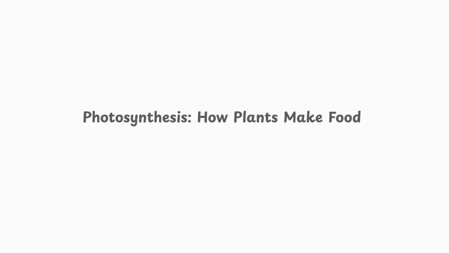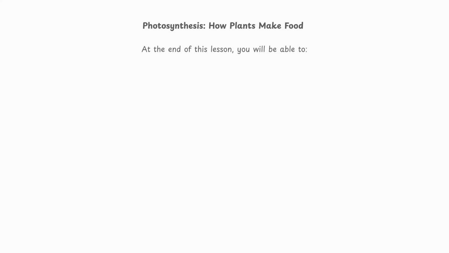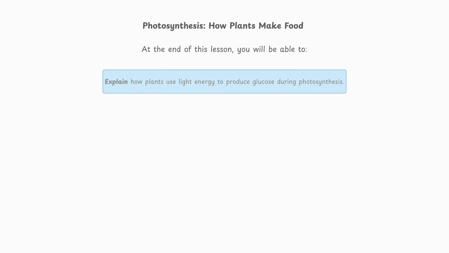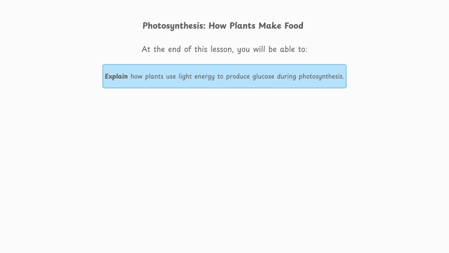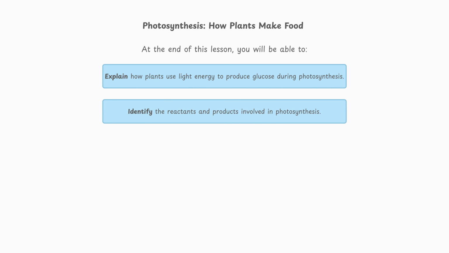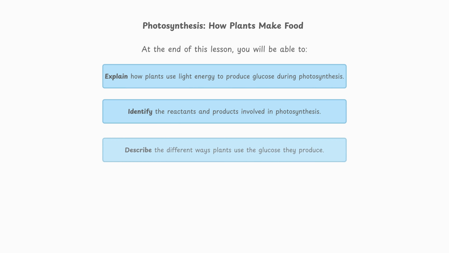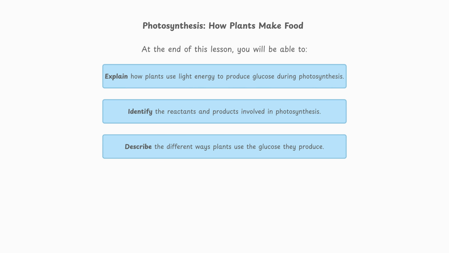Hello and welcome to this lesson on photosynthesis, how plants make food. By the end of this video, you should be able to explain how plants use light energy to produce glucose during photosynthesis, identify the reactants and products involved in photosynthesis, and describe the different ways plants use the glucose they produce. In this lesson, we will learn how plants use sunlight to make food and release oxygen, making photosynthesis one of the most important processes for life on Earth. Let's get started.